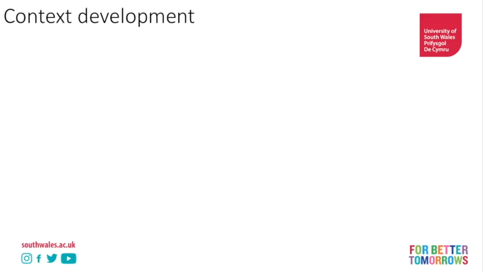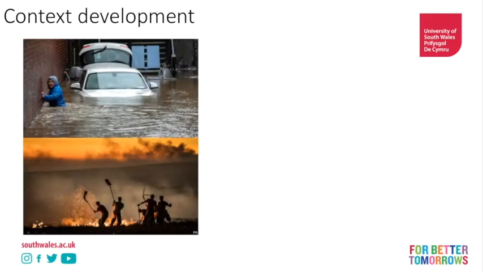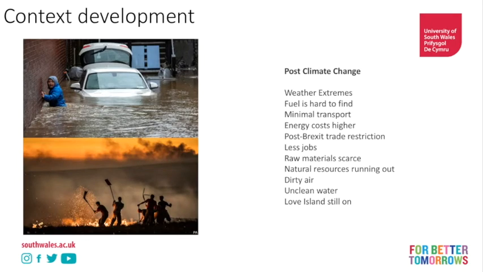Now, of course, we can't just have a character, we have to have a context. Where does the character live? What do they do? What scenario are they involved in? So here's what we're looking at. We're looking at a world of post-climate change, a world where there are weather extremes. Now these are current issues that are going on right now, so it helps to make things real.